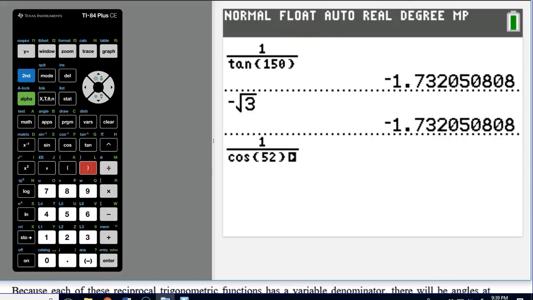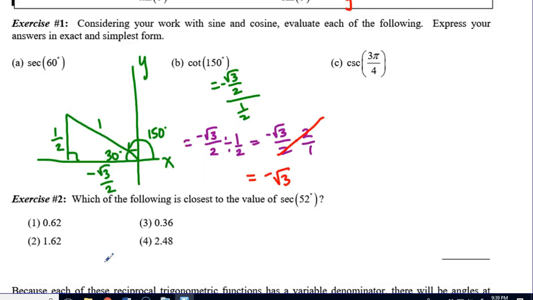Still in radian or degree mode, right? It says degree mode up here. It's about 1.62. Let's write down, though, what we did put in the calculator, what we entered.